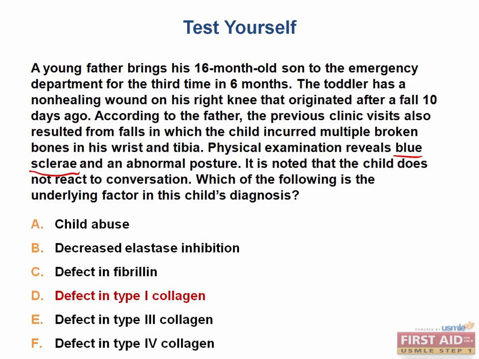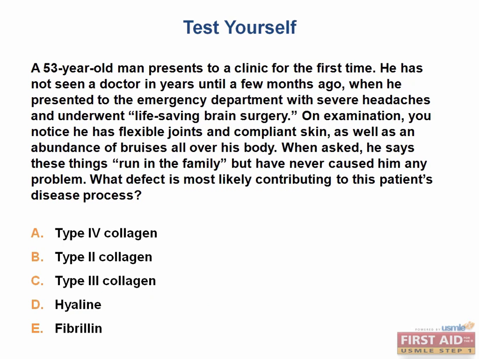Remember, type 1 collagen is the type you should associate with bones. And by the way, how does the child not responding to conversation tie into this? Well, remember, there are bones in your ears that you need to hear, so this is in reference to the hearing deficiency that comes with osteogenesis imperfecta. Okay, let's do one more question before moving on.